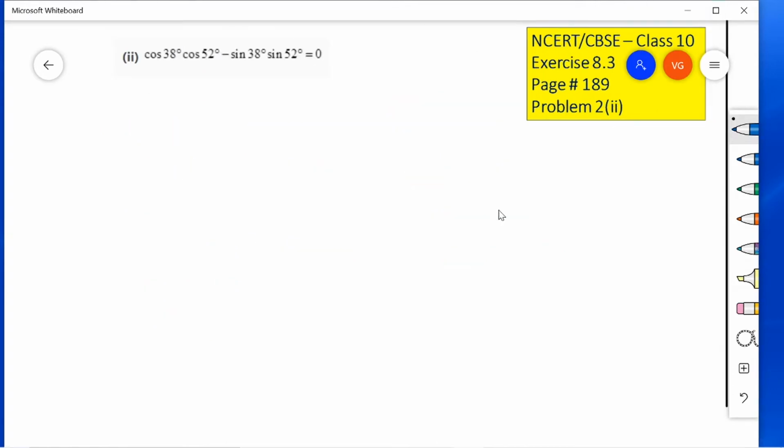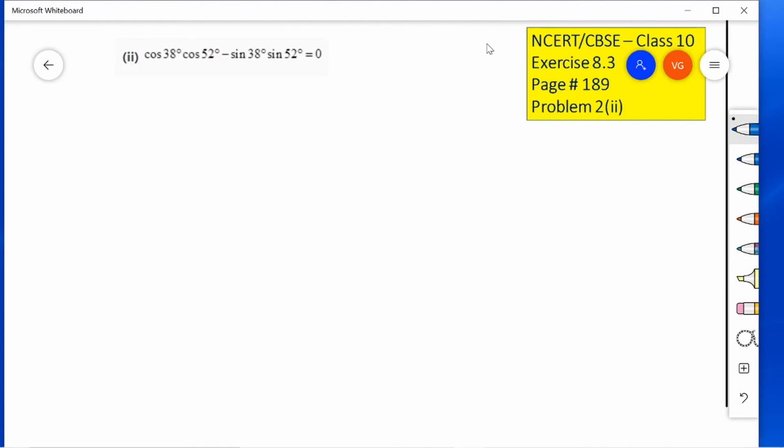This is the second subsection from problem number 2, exercise 8.3. The problem says like this: show that cos 38 degree cos 52 degree minus sin 38 degree sin 52 degree is equal to 0. So if you consider the first term as A and the second term as B, it is of the form A minus B is equal to 0. That means the first term should be equal to the second term. Then only you can get the answer as 0. That is cos 38 cos 52, you have to make it equal to sin 38 sin 52 such that the answer is 0. So let us see how it goes.